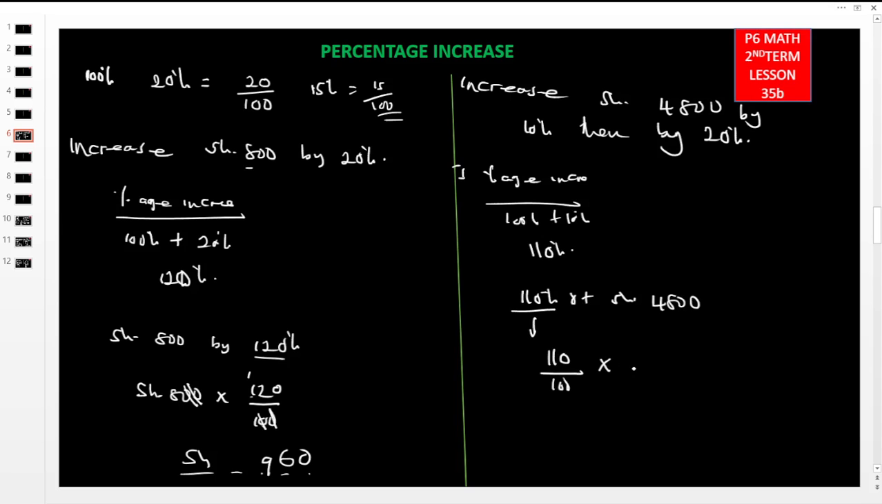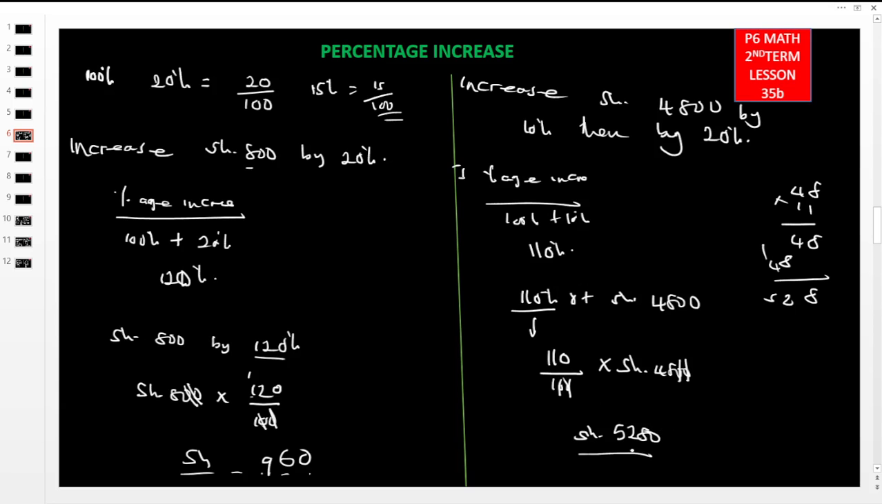Of means multiplication. Our money, 4800, times this. Now we are having 48 times 11. So this is 8, 4 and 8, 4. This is 8, 12, we put here 5. So we have shillings 5280. Now after that we are to increase this money again by 20%.